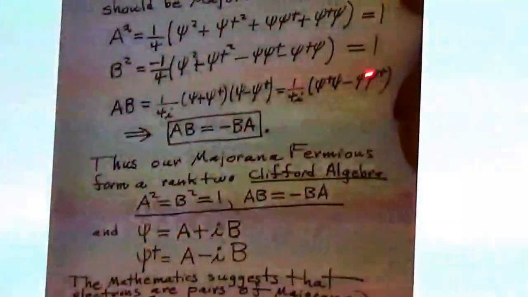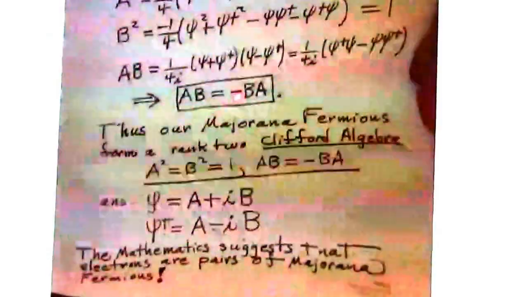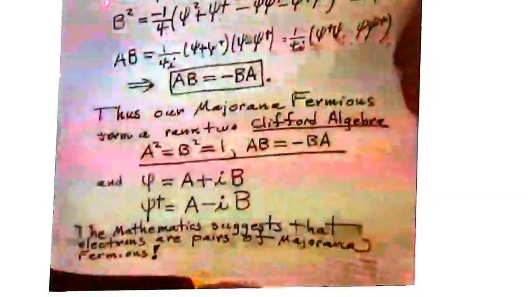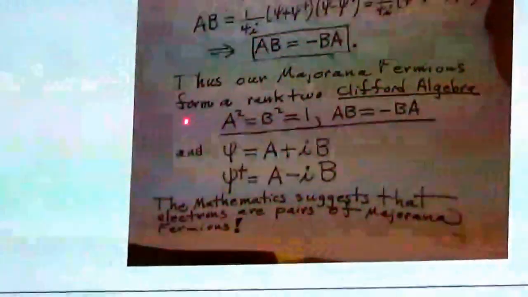And that A and B anti-commute. So you have a little Clifford algebra: A squared is equal to 1, B squared is equal to 1, AB is equal to minus BA. And so it's natural to associate to Majorana fermions a little Clifford algebra. Each Majorana fermion has square 1, and two of them that are different anti-commute. And then you build fermions by taking A plus iB and A minus iB. The mathematics suggests that electrons are pairs of Majorana fermions.